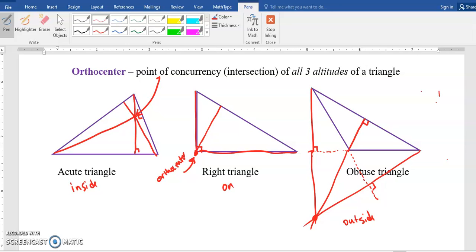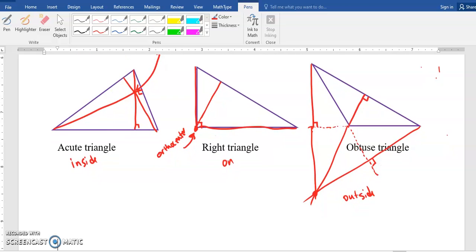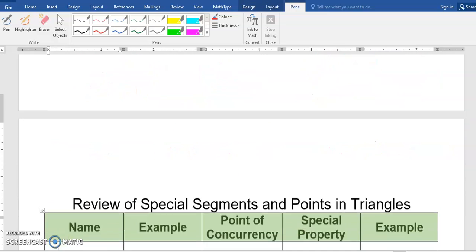Now one thing about the orthocenter, there really is no special feature to it. Our circumcenter was equidistant from the vertices. Our incenter was equidistant from the sides. The centroid gave us that 1/3, 2/3 thing. The orthocenter doesn't really give us anything special, it just is there.